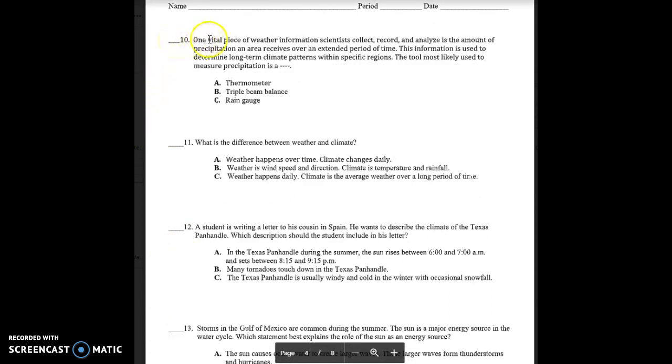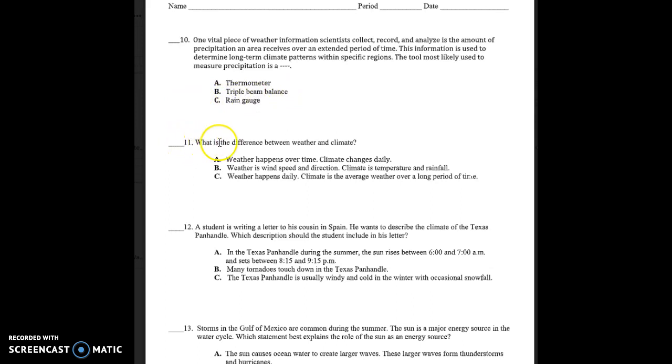Number 10. One vital piece of weather information scientists collect, record, and analyze is the amount of precipitation an area receives over an extended period of time. This information is used to determine long-term climate patterns within specific regions. The tool most likely used to measure precipitation is A. Thermometer. B. Triple beam balance. C. Rain gauge.